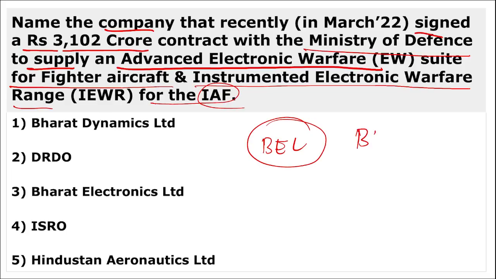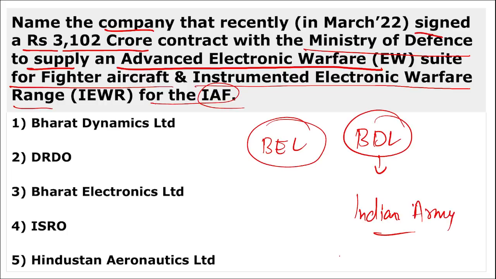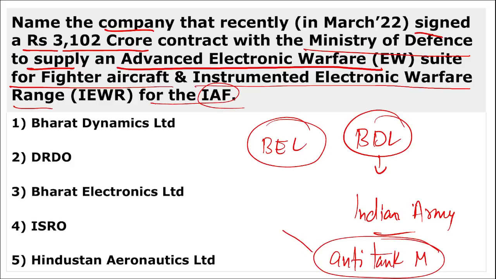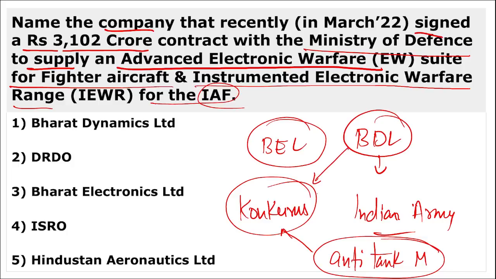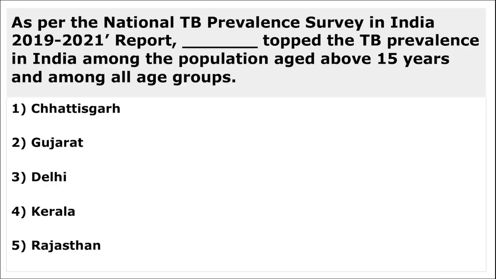Alright, also remember Bharat Dynamics Limited. Bharat Dynamics Limited got the contract from the Indian Army to develop anti-tank missiles. And what is the name of this anti-tank missile? It is Konkurs. So Bharat Dynamics Limited will be developing it. The question can be asked, who will be manufacturing this? It will be manufactured by Bharat Dynamics Limited and given to the Indian Army, and the time period allocated for this project is 3 years.